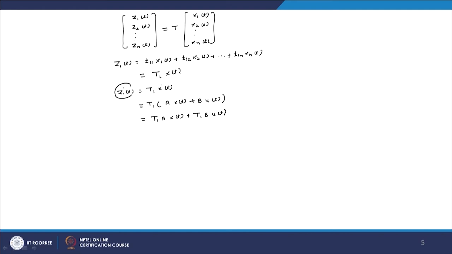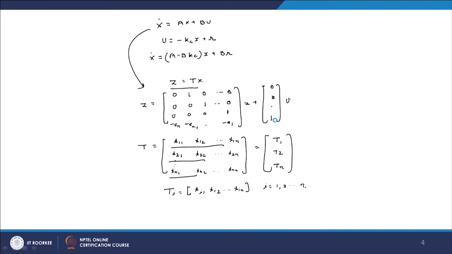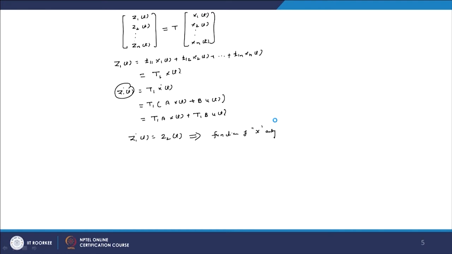And now here z1 dot(t) is a function of z2(t), and this is basically a function of x only, because as we see z equals T x, so z is only a function of x. So we have z1 dot(t) equals z2(t), which is a function of x only. Therefore, this T1 B we can consider as 0. So we write T1 B equal to 0. Therefore, z2(t) equals T1 A into x(t). For simplicity, we can write this as z2 equal to T1 A x.